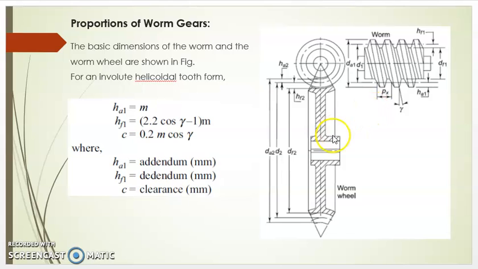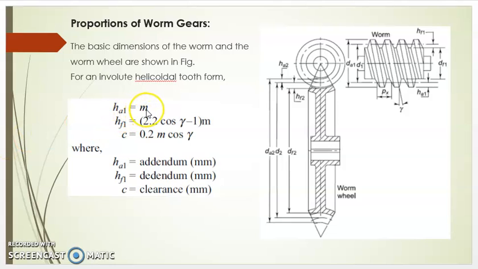Now we will see for the worm wheel. Same. D2 is the pitch circle diameter of the worm wheel. DA2 is addendum circle diameter of the worm wheel. DF2 is dedendum circle diameter of the worm wheel. HA2 is addendum of the worm wheel. HF2 is dedendum of the worm wheel. Therefore, we will see the different proportions of the worm gears.